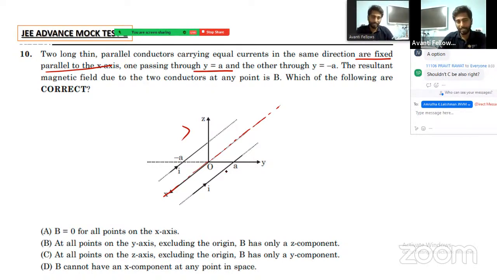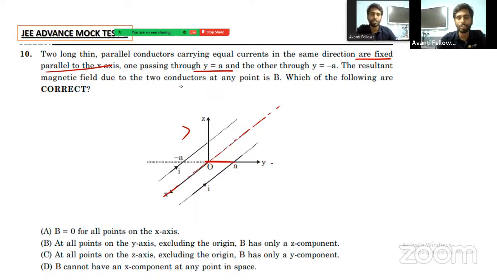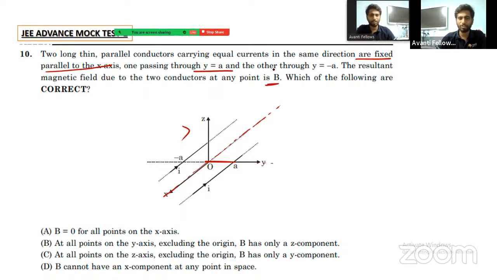Y का ये y है ना, y axis. ये distance में रखा है, ये distance में. Second one is placed at minus a. One is kept at a, another one is kept at minus a. ऐसे रखा है. Okay, the resultant magnetic field due to these two conducting wires at any point B, any point you may take. Okay, which of the following is correct?